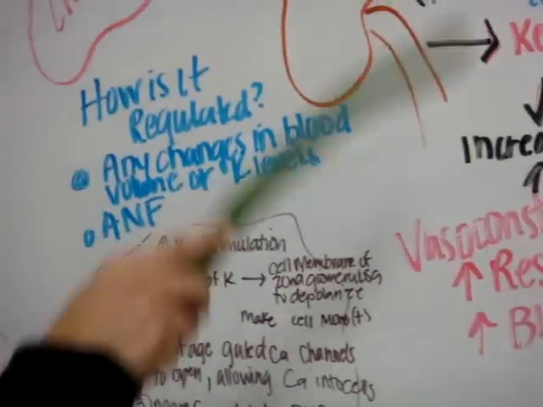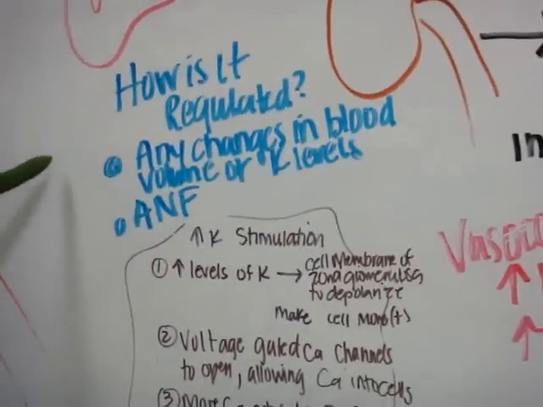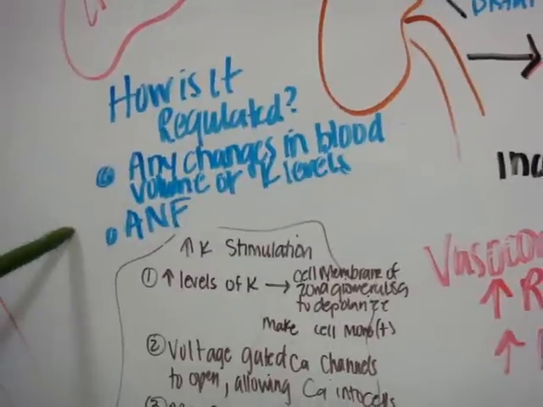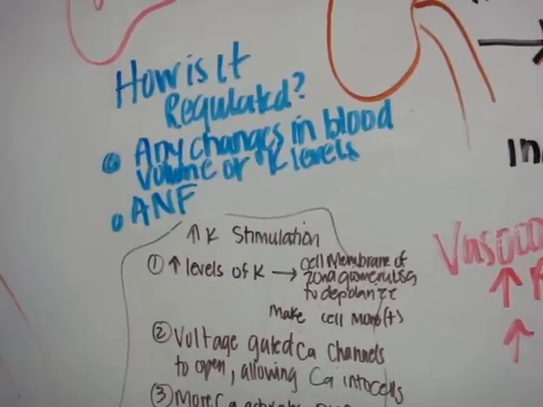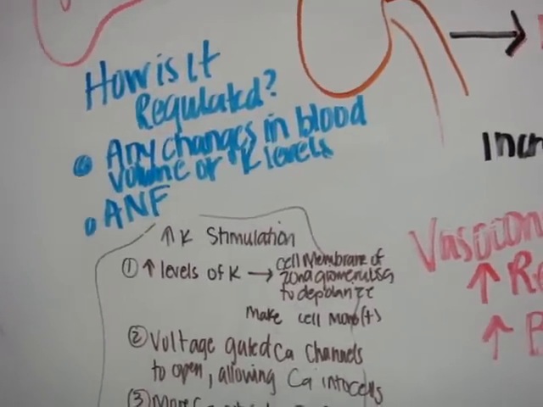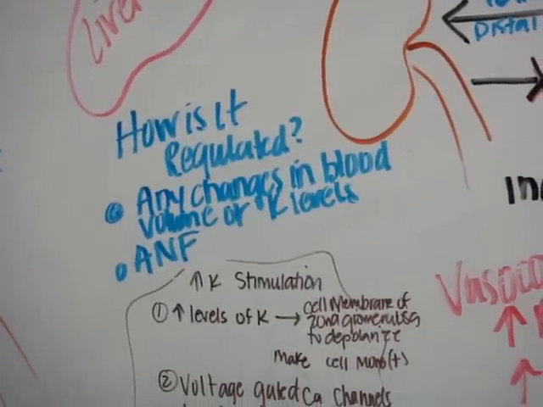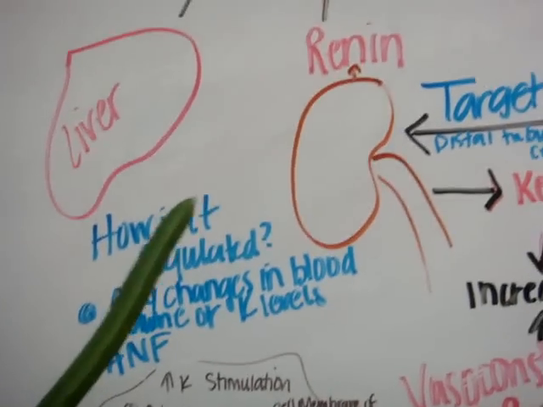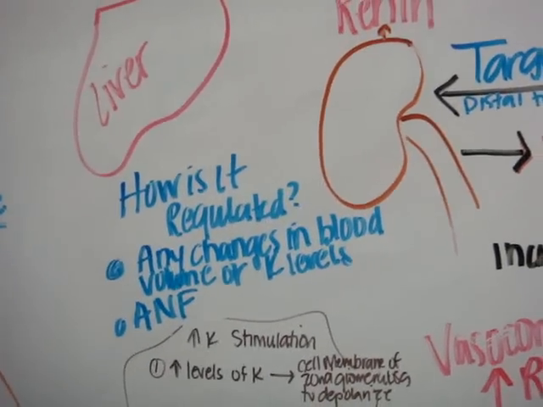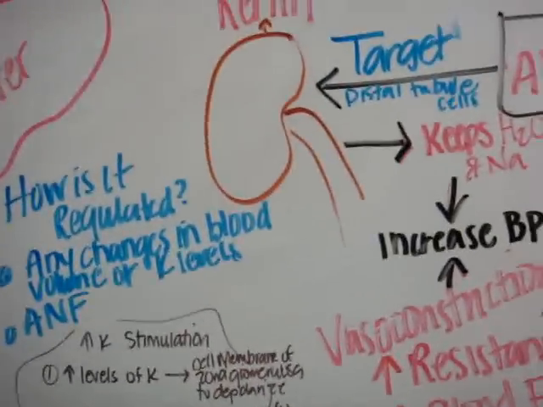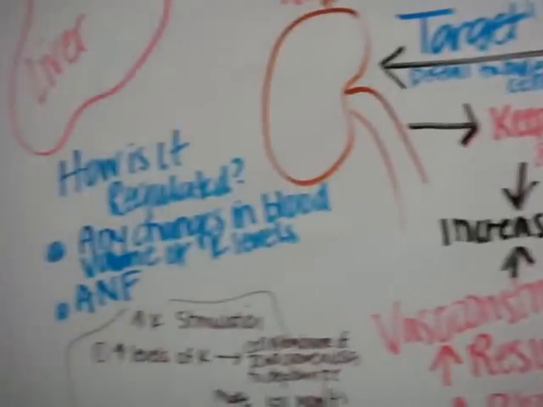Now, how is all of this regulated? It's regulated by any changes in blood volume or potassium levels, and also by ANF, which is atrial natriuretic factor. It inhibits the production of aldosterone, and it causes the excretion of water and sodium. So that's what ANF does.